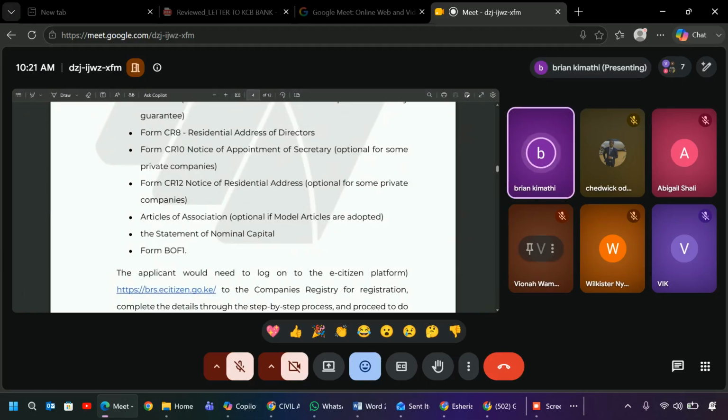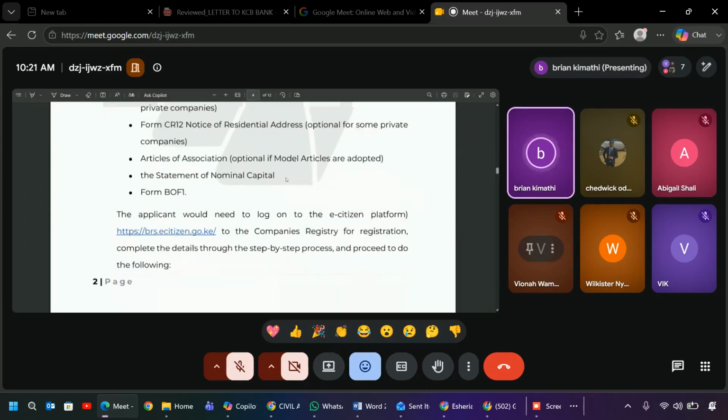Again, this point says optional. It's optional for a company to have a company secretary if their memorandum of association subscribed less than 5 million Kenya shillings. Articles of association, optional if model articles are adopted. And we said if you are adopting your own, you have to have an advocate to write them for you, because if you write your own, they have to comply with the specific clauses in the model articles. So it's a whole thing.